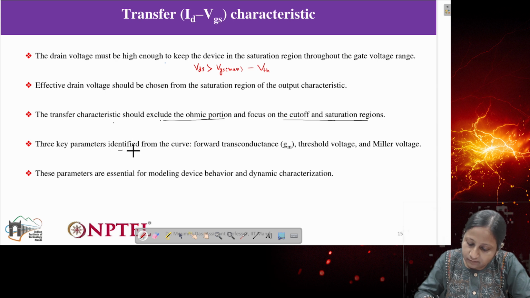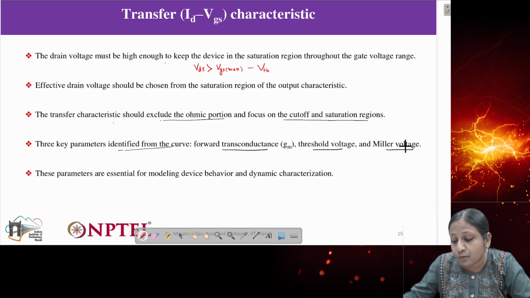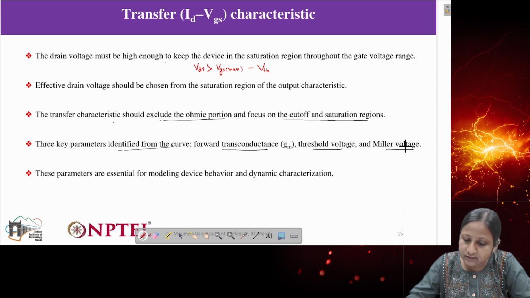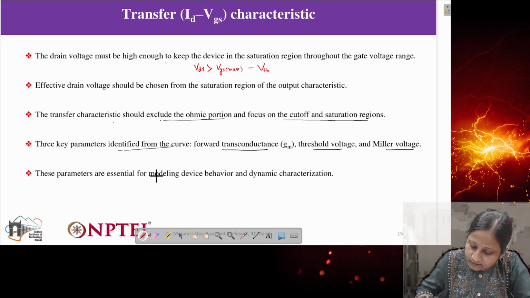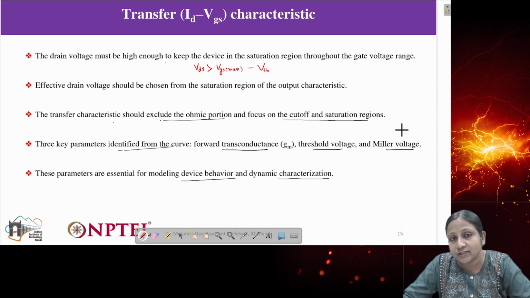Three key parameters identified from the curve are the forward transconductance, threshold voltage and the Miller voltage. These parameters are very important for designing the gate driver for the device. That is why we will get these parameters from the transfer characteristics, and this comes under static characteristic. These parameters are essential for modeling the device behavior and for dynamic characterization. We can design the gate driver from this characteristic, and it is also important for dynamic characterization. So that is why the static characteristic should come first. Once we have this information from the static characteristics, then only can we go for the dynamic characterization.